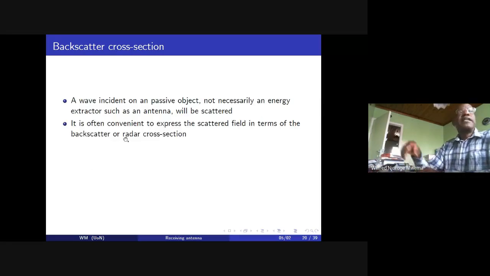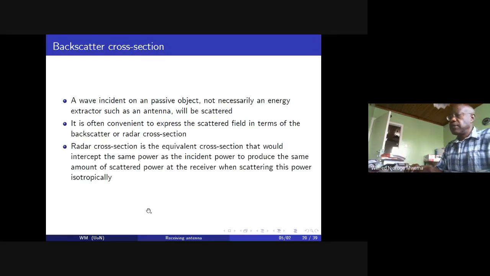So it is often convenient to express the scattered field in terms of the backscatter or radiation or radar cross-section. Remember, scattering is the same as reflection from the object, only that we are not talking about specular reflection, where the angle of incidence is equal to the angle of reflection, okay? But we are talking about an object that will reflect the energy in all sorts of directions. That is diffuse kind of radiation.